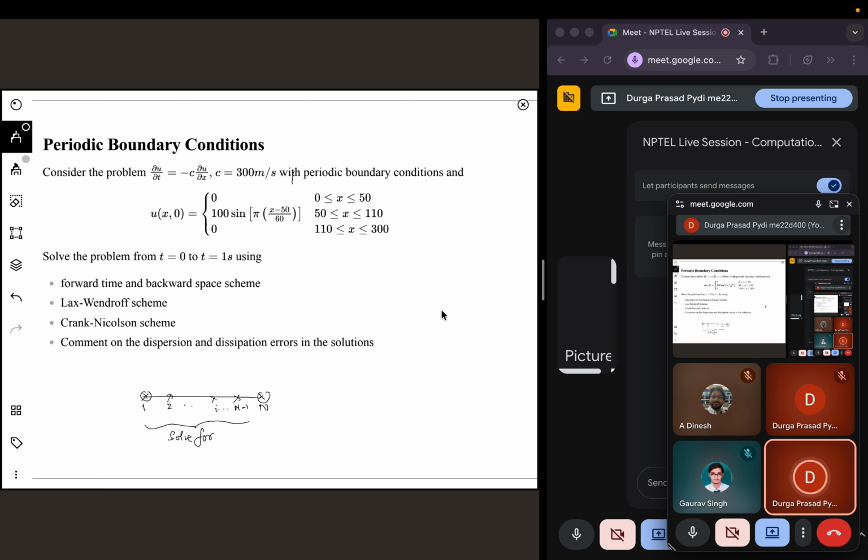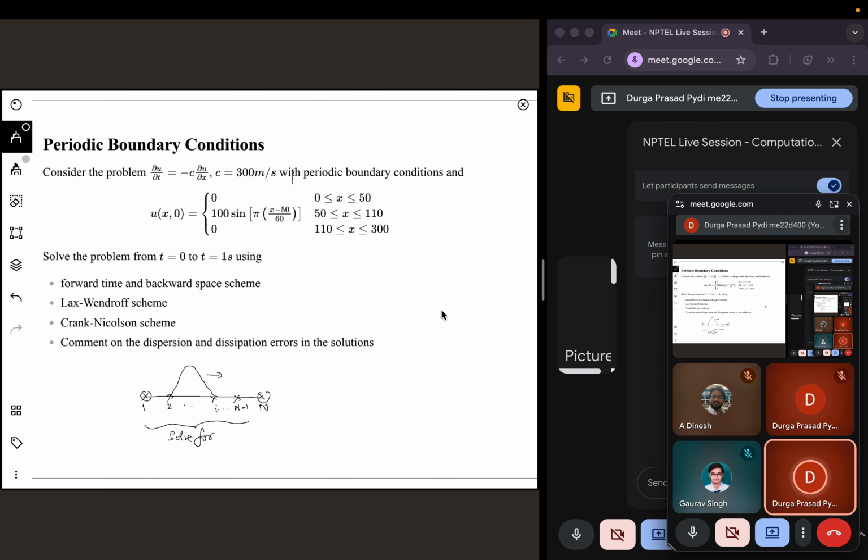And then we need the initial condition, which is, in most of the domain, 0 initially, and then there is a sine curve. So we have something like this, and then it goes to 0. So this is the disturbance that is initially present. We are trying to solve the problem from t equal to 0 to t equal to 1. Because this is a hyperbolic equation, information moves in one direction. We expect this to move because c is 300, which is positive. So we expect this to move in this direction.